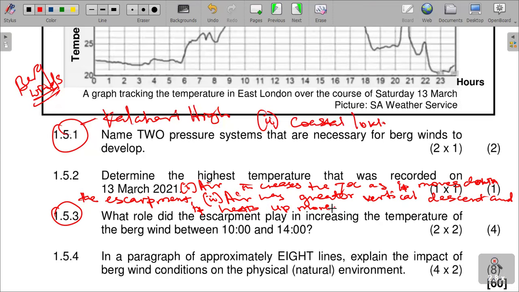Obviously, we can also just talk about these. Everything that is happening here has to do with an increase in the heating up of the air, which is due to the fact that for every 100 meters, the air also heats by 1 degree Celsius. So these are some of the points that we can mention with regard to the effect of the escarpment.